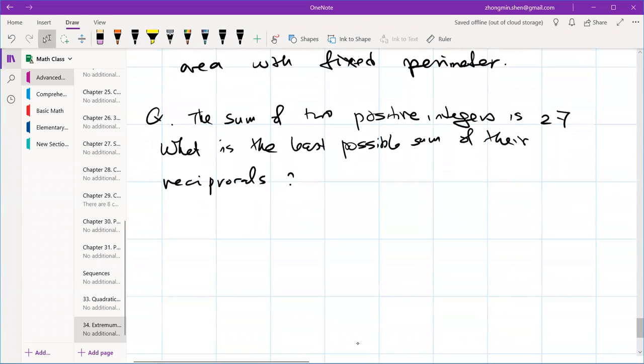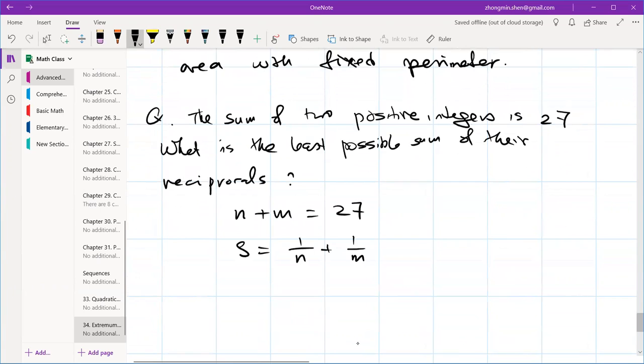All right, let's understand this problem. Now this time the integers, okay, not the regular real numbers, integers. That's also important information you should know. Two integers, the sum is 27. We're talking about another sum, which is of reciprocals.